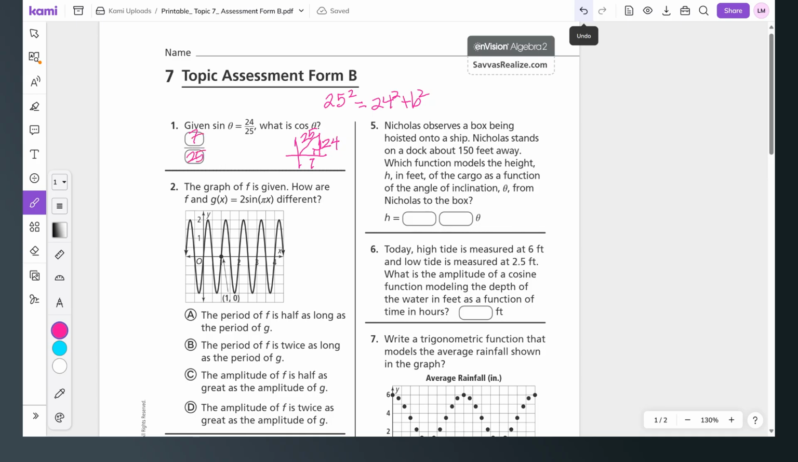All right, so number 2. See if I can erase this. I don't know why it's not erasing everything.